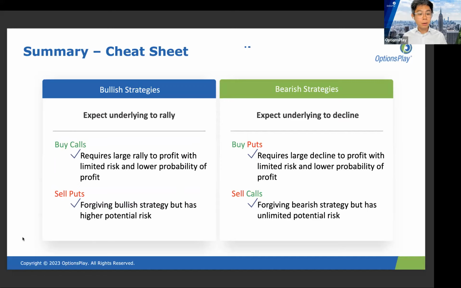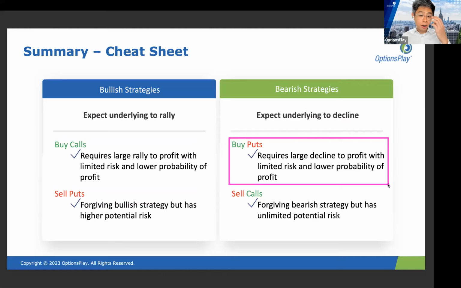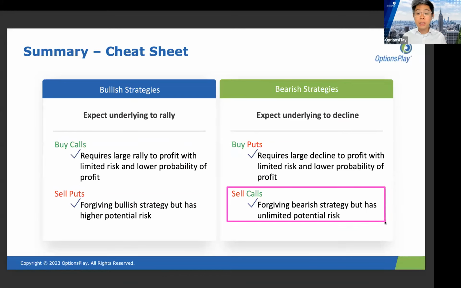On the other hand, if you were to sell a put, it's a forgiving bullish strategy, and it has a much higher potential for risk. On the bearish side, buying puts requires a large decline in order to be profitable, with a low probability of profit and limited risk, and selling calls is a forgiving bearish strategy that has unlimited potential risk.